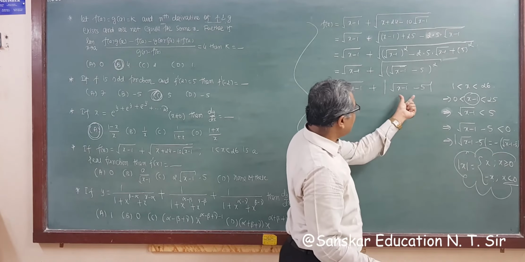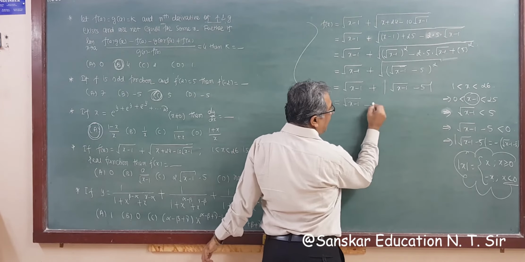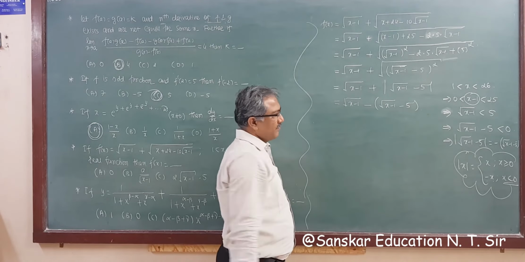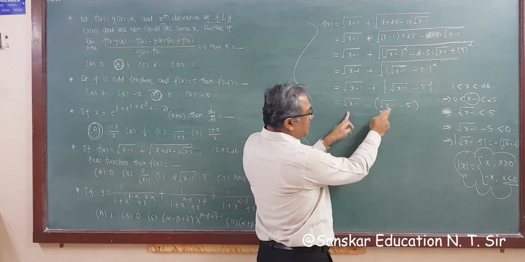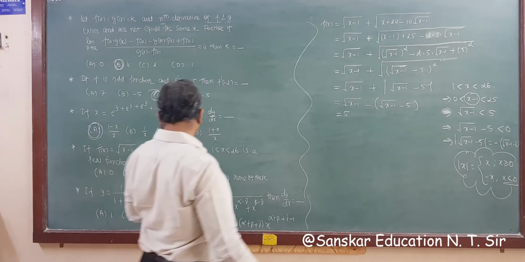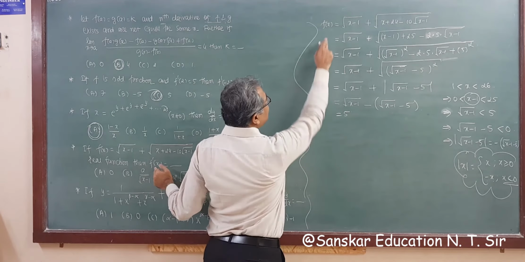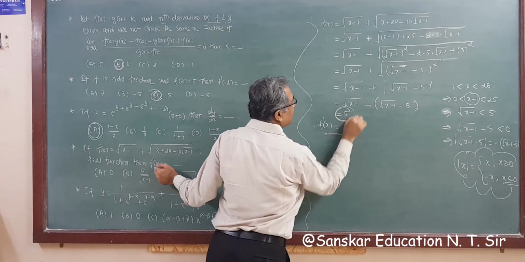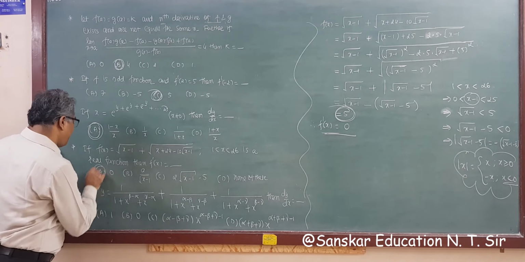That means the answer of this is under root x minus 1 minus under root x minus 1 minus 5, right? According to this condition, now this and this cancel. So minus minus is plus, and f of x is 5. But what we have to find out is the value of f dash x. So differentiating this function with respect to x, f dash x is equal to 0, as 5 is a constant. So your proper answer will be option A.